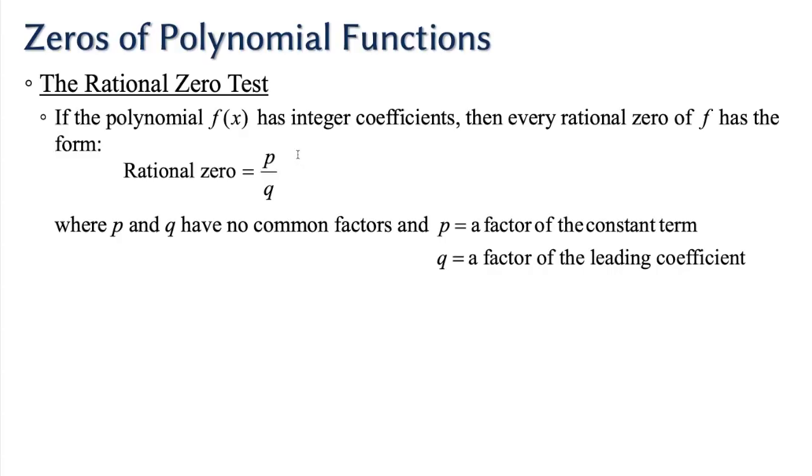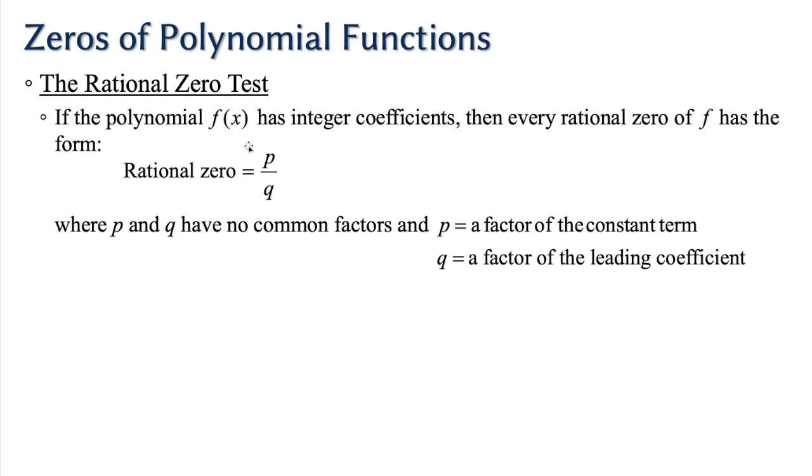Today we're going to begin by looking at the rational zero test. This test helps us identify possible zeros or roots of a polynomial equation. Now this is helpful because oftentimes we may not be able to factor when solving them, so this will help us get our first solution to get that process going.